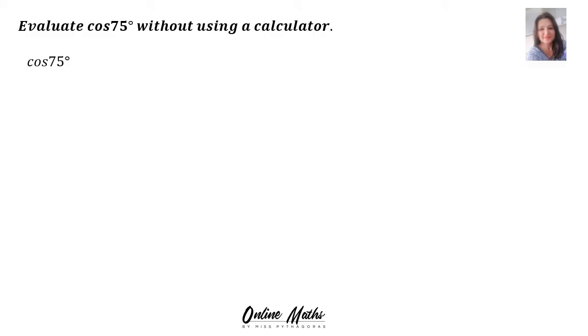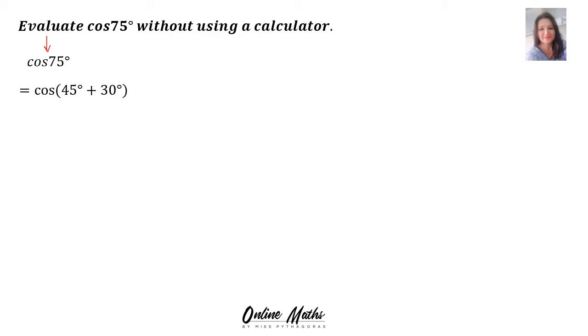The question is, evaluate cos 75 without using a calculator. Now, we've got special angles, but we don't have a special angle for 75. So what's going to happen is we are going to use our new knowledge of compound angles, and we're going to write the 75 as a compound angle for cos. 75 is the same as cos of 45 plus 30.